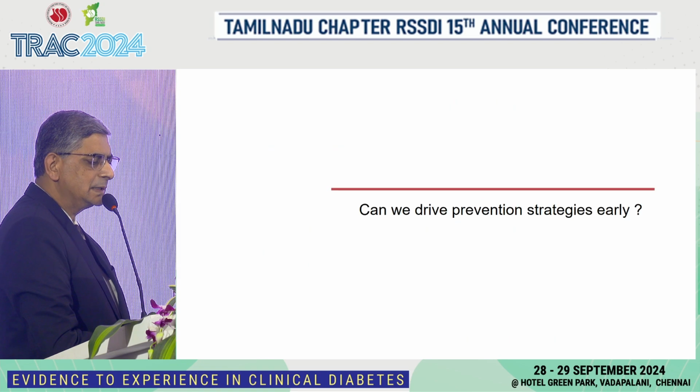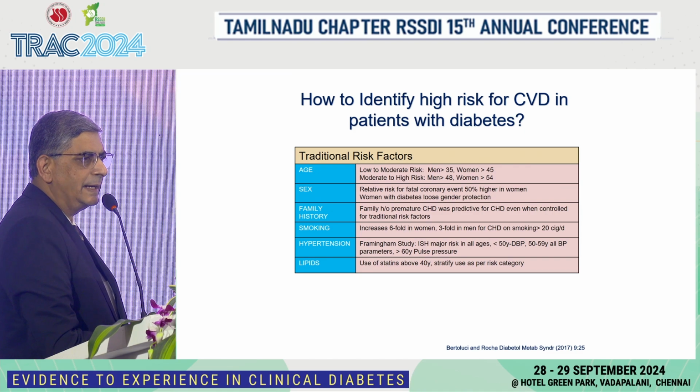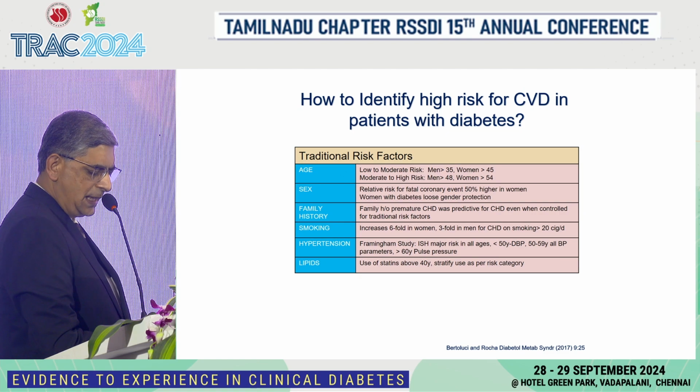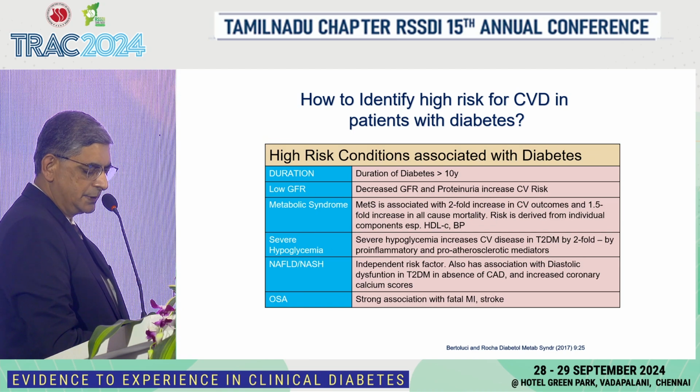So can we drive prevention strategies early enough? We need to identify risk factors. While we have conventional risk factors like age, sex, family history, smoking, hypertension, and lipids, now we have expanded risk factors that we look at, where we talk about low GFR, presence of proteinuria, metabolic syndrome, severe hypoglycemia, fatty liver disease, and obstructive sleep apnea, which have all now been included in the armamentarium of cardiovascular risk.